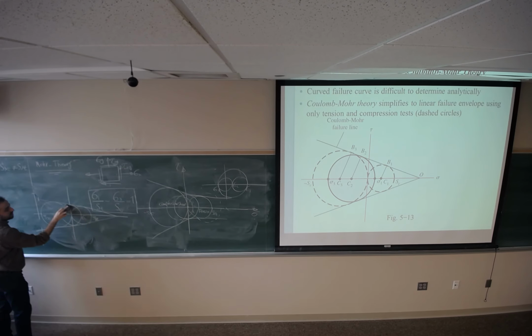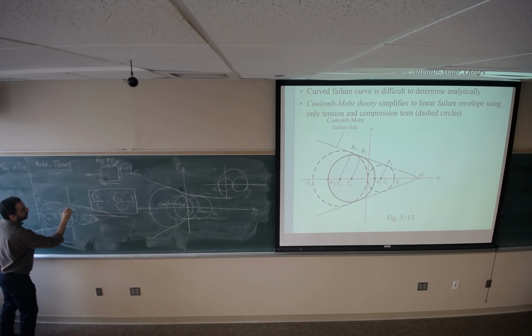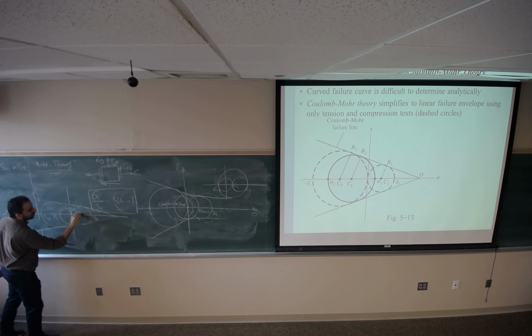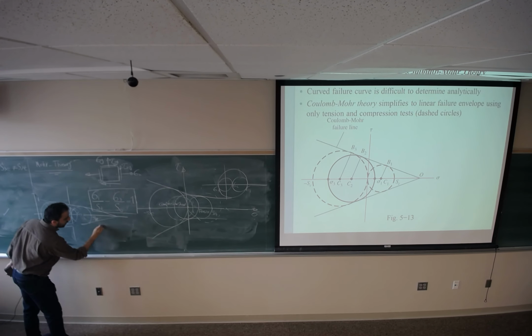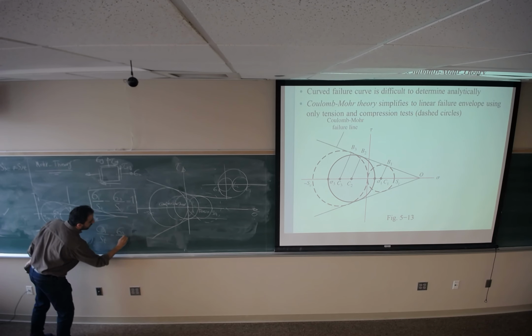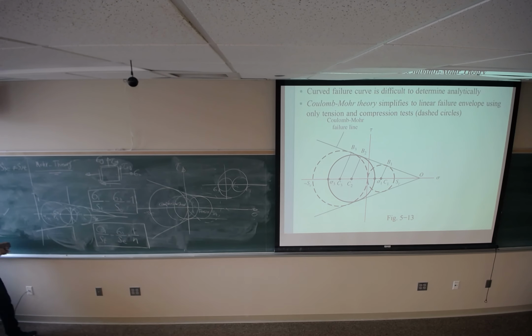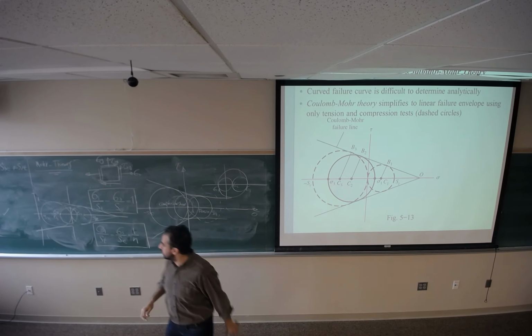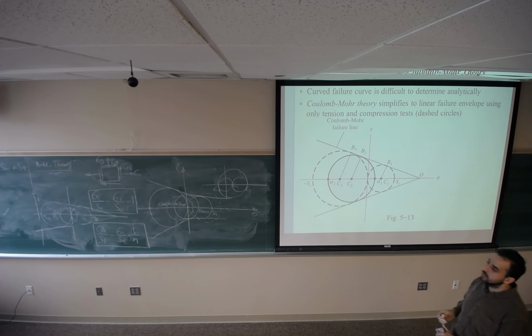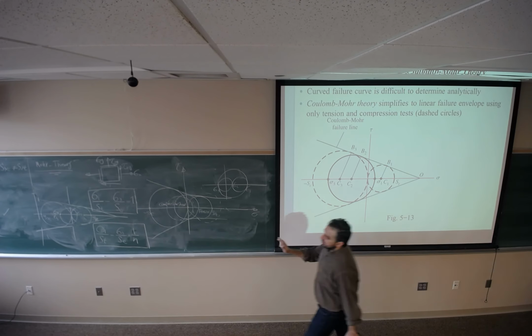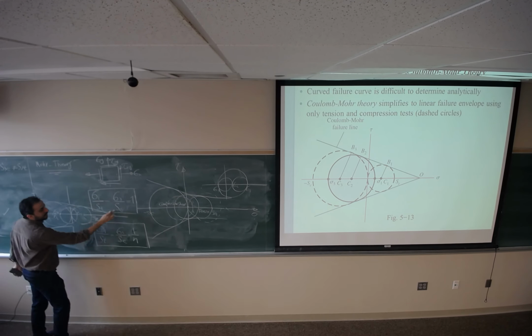If it's not tangent to these two lines, if it's inside the safe zone, we are going to have sigma 1 and sigma 3. This equation is going to change to sigma 1 divided by ST minus sigma 3 divided by SC equals 1 over n, the factor of safety. And this is a simplified type of the Mohr theory, or we call it Ductile Mohr theory. For ductile material, we are using SYT and SYC.